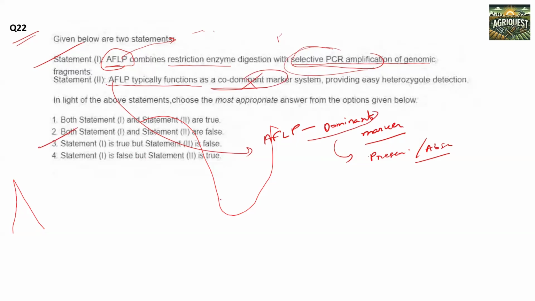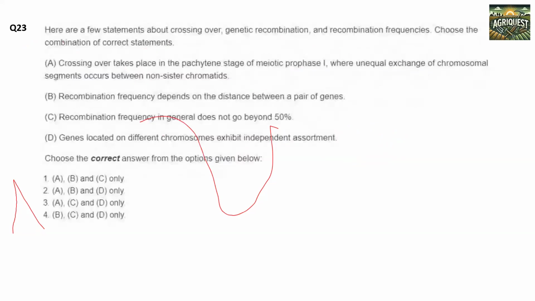Question 23: a few statements about crossing over, genetic recombination and recombination frequency. Choose the combination of correct statements. First, crossing over takes place in the pachytene stage. I have already told you that the synaptic complex is formed in the zygotene stage. After this, crossing over is done in meiotic prophase, so it is correct.